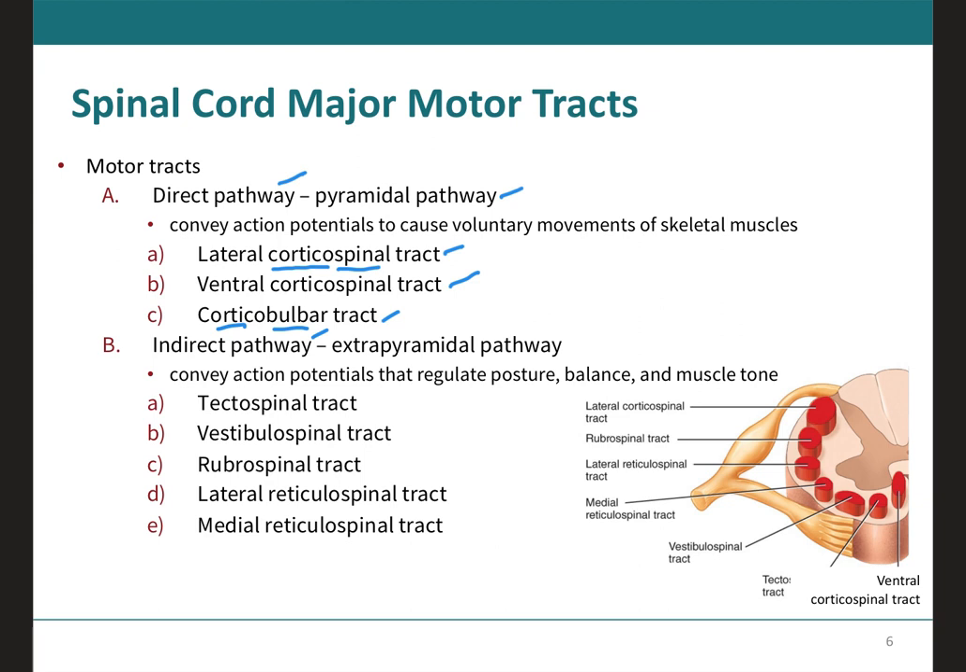The indirect motor pathways are also referred to as the extrapyramidal pathways, and these will include the tectospinal, the vestibulospinal, the rubospinal, the lateral reticulospinal, and the medial reticulospinal tracts. And all these terms are going to be regions close to the brainstem. So the action potentials are going to start in the brain. They will travel to these regions in the brainstem, and they will cause these involuntary movements that will regulate, for example, posture, balance, and muscle tone.